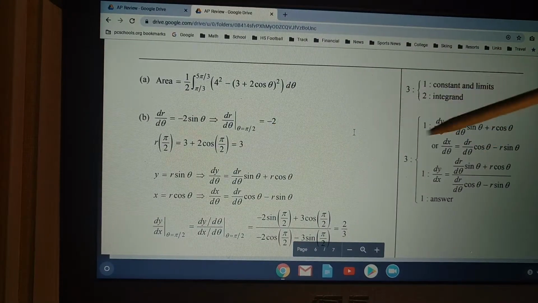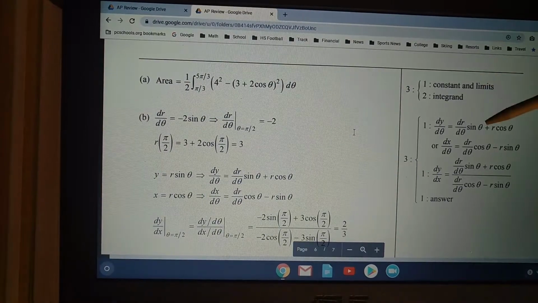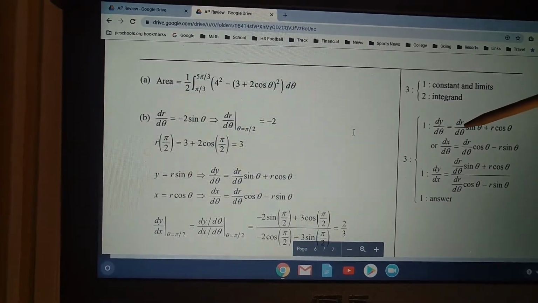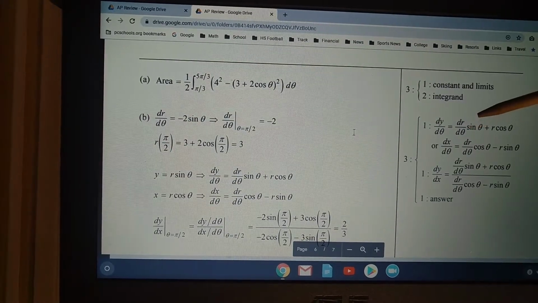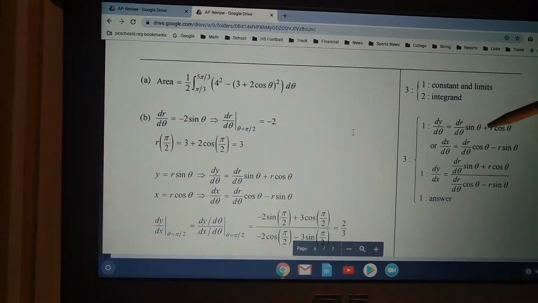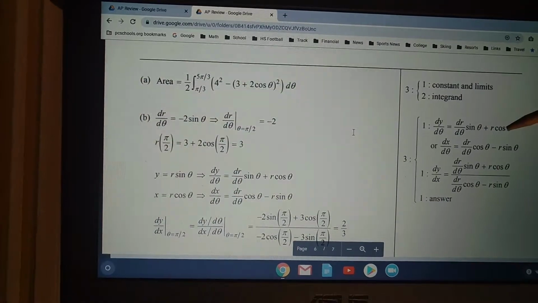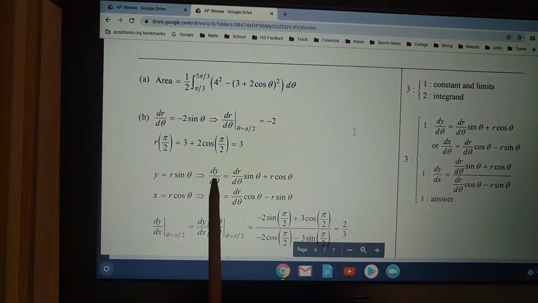Part B, you get 3 points. You get 1 point if you express that your dy d theta is equal to your dr d theta times sine of theta plus r cosine theta. That's this right here.